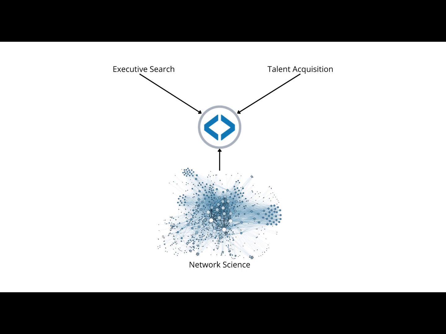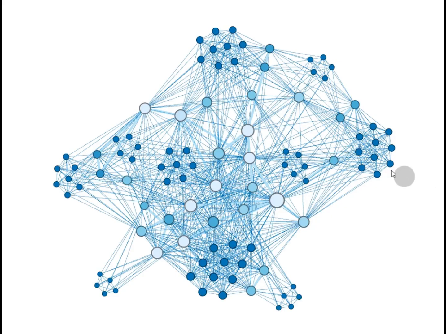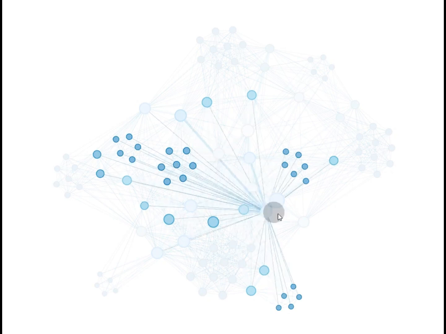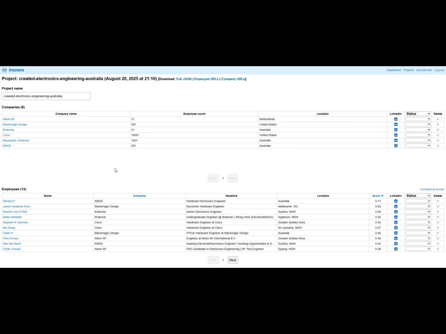Insnare combines executive search and talent acquisition with network science to automate market mapping and talent sourcing. Guided by AI-driven market intelligence, it smartly crawls the web to find perfect matches, the ideal talent within the ideal company. Insnare discovered electronics engineering companies.